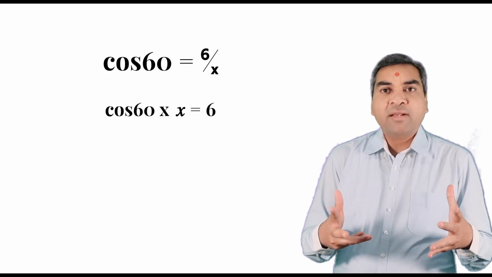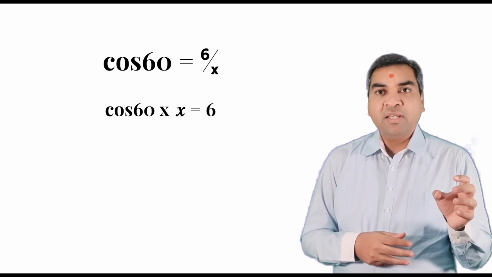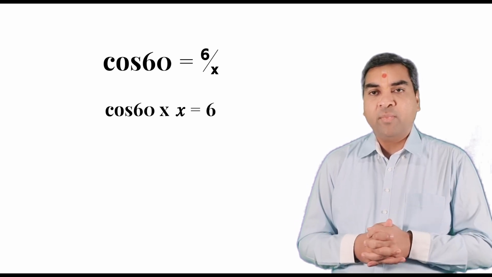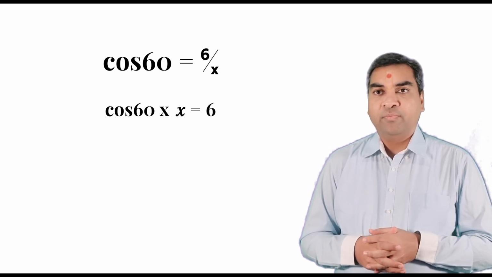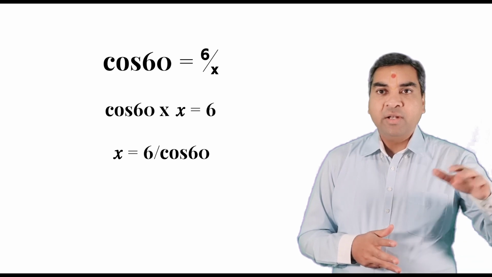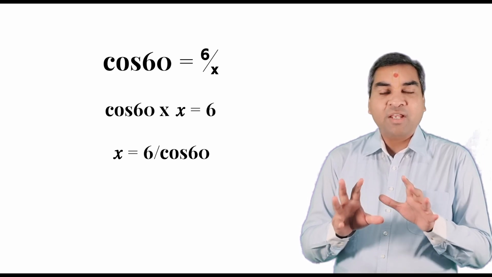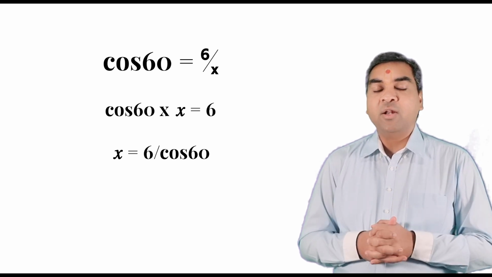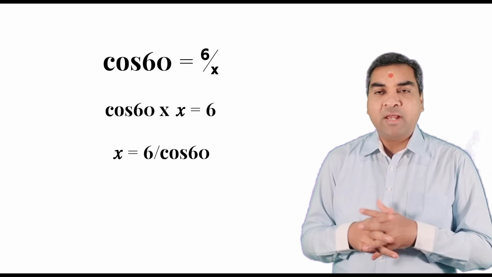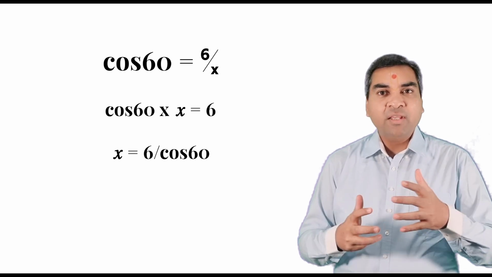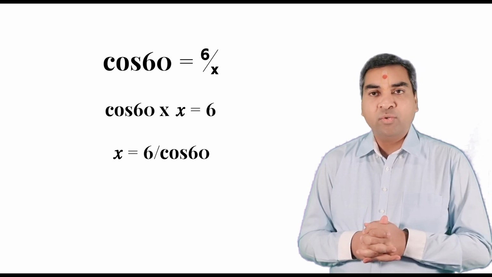Now you want to make your x by itself. So cos 60 is times. Going to the other side, that will be divided by. So x equal to 6 divided by cos 60. Now that's quite easy to put in a calculator. But before we do that, I took 2 steps. But let us say, if you want to get that done in 1 step, you can also do that.